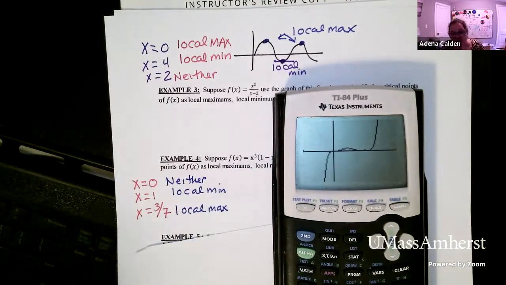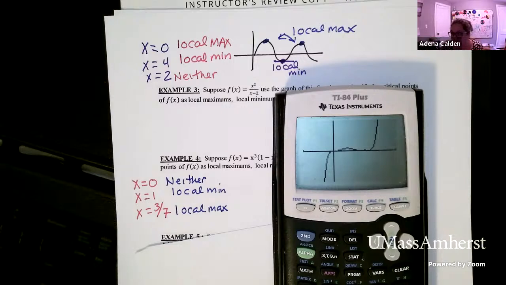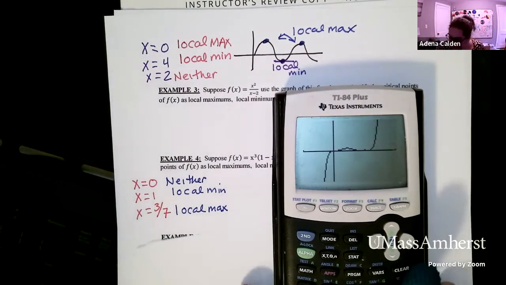Okay, so if you are trying to use a graph in order to classify critical points and you can't quite get it to zoom in enough, or you can't tell what's going on, that's a good indicator that you need to use one of the other 2 tests. Okay, so let's do the next example.